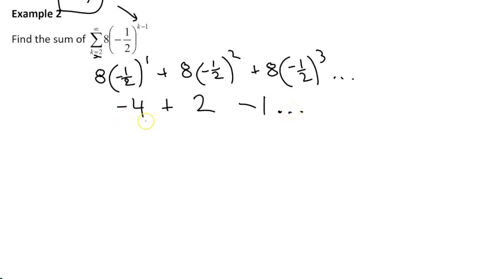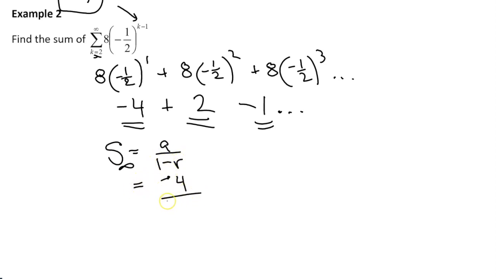Okay, so yeah, given something like this and having an infinite sum, you could say S equals A over 1 minus R. Your first term is -4, and your common ratio, it's kind of messy here, let's rewrite that. Your first term here is -4, and your common ratio is -1/2.